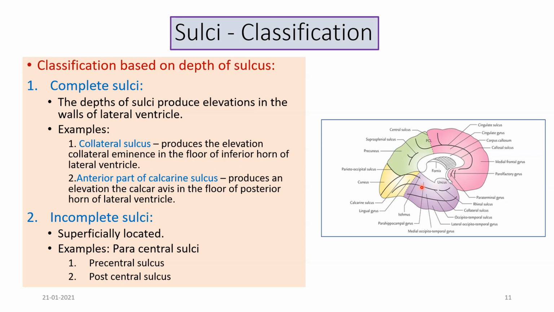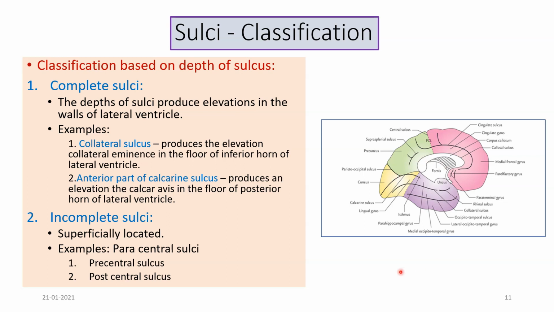Then this anterior part of calcarine sulcus is also an example for the limiting sulcus. So this anterior part of it is separating the limbic lobe known as the isthmus from the visual cortex. From the visual cortex it is separating. That's why it's an example for both the complete sulcus and the limiting sulcus.